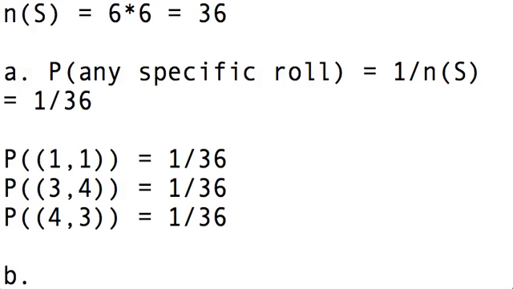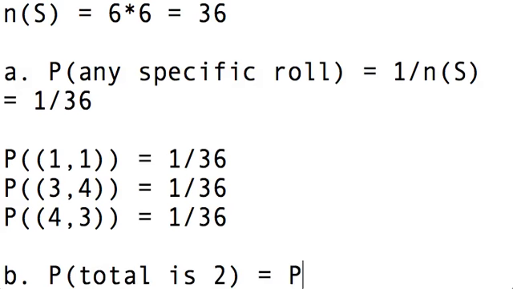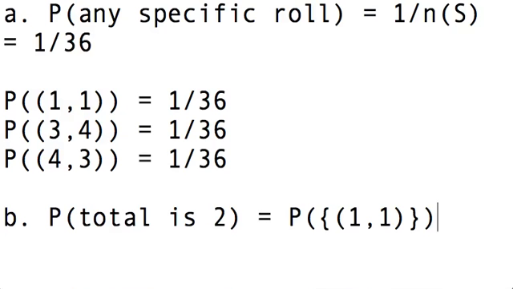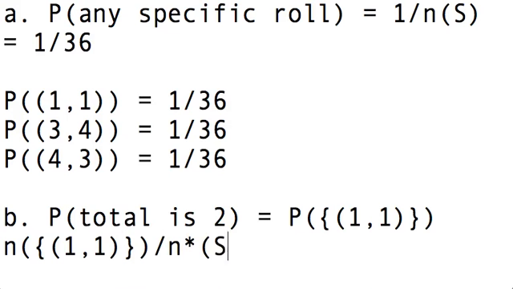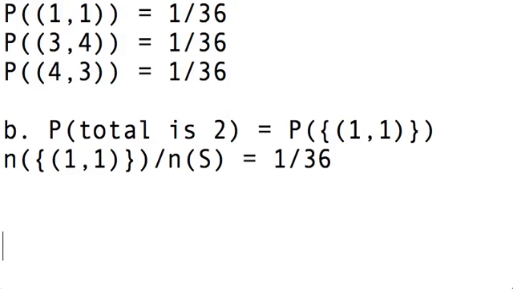Now let's look at something a little bit more difficult. How about the probability that the total is 2? Well, I look at the total number of ways that I could get a 2. Since the numbers are between 1 and 6, the only way that I could have two numbers that add up to 2 is to get a 1 and a 1. So this is just how many things are in the set {(1, 1)} over n(S)? Just 1. So the probability of getting a total of 2 is 1 out of 36.